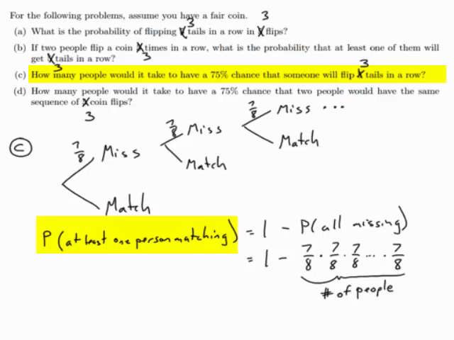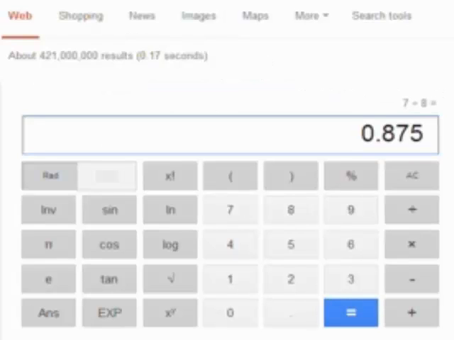We want the probability that at least one person matches to be greater than 75%. If you think about this for a moment, you can see that this would require the product of the 7/8 terms to be smaller than 25%. And what we need to do is look at what 7/8 raised to higher and higher powers is. 7/8 is 0.875, or 87.5%. And we're just going to try raising this to higher and higher powers.